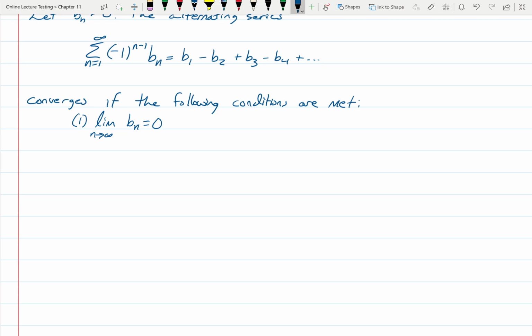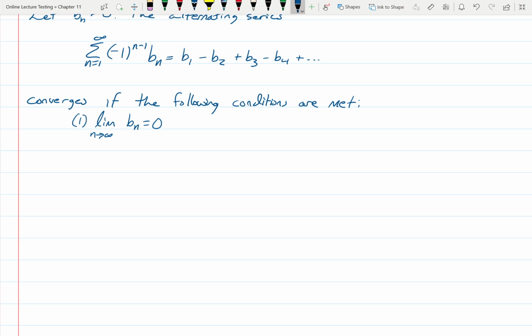Now remember though, the converse is not true. If the limit is 0, that does not mean that the series converges. The biggest one I go back to, and you're going to hate me for this, is the harmonic series, because its limit is equal to 0, but we know that the series diverges.